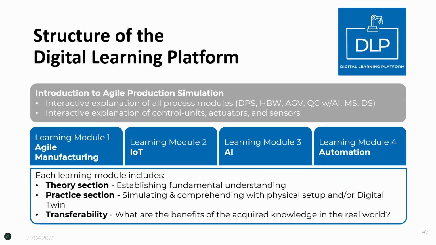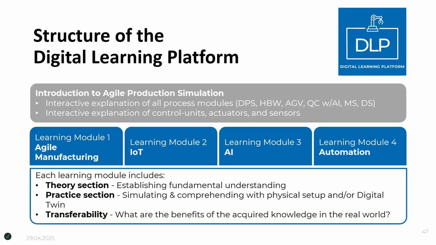Now, to give you a better idea, this page helps to illustrate the structure of what is covered by the digital learning platform. As you can see here, users start with an introduction to the Agile Production Simulation. This begins with an interactive explanation of each of the process modules, as well as of the control units, actuators, and sensors. Following this, the main instruction is broken up into 4 separate modules, one focused on agile manufacturing, the second on the Internet of Things or IoT, the third on artificial intelligence, and the last on automation.